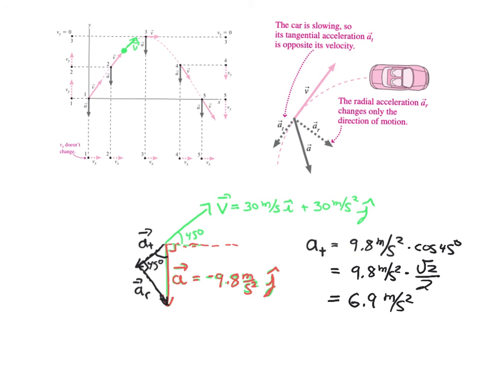And I really have been a little bit sloppy here because I should have been putting in a minus sign here. Because, of course, at this point in the motion, the effect of gravity is to slow the object down. So the tangential acceleration is actually a negative number. So that means at this instant in time, the speed is slowing down at a rate of negative 6.9 meters per second squared.